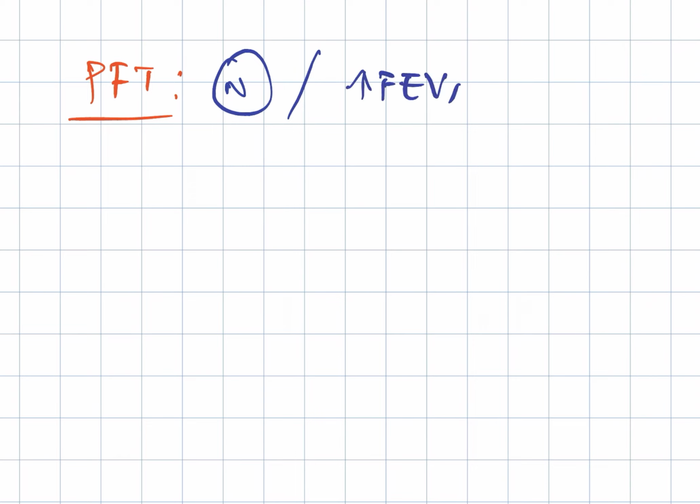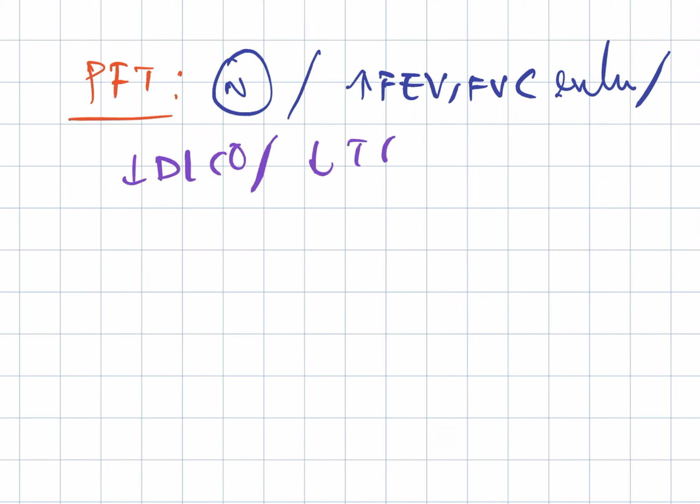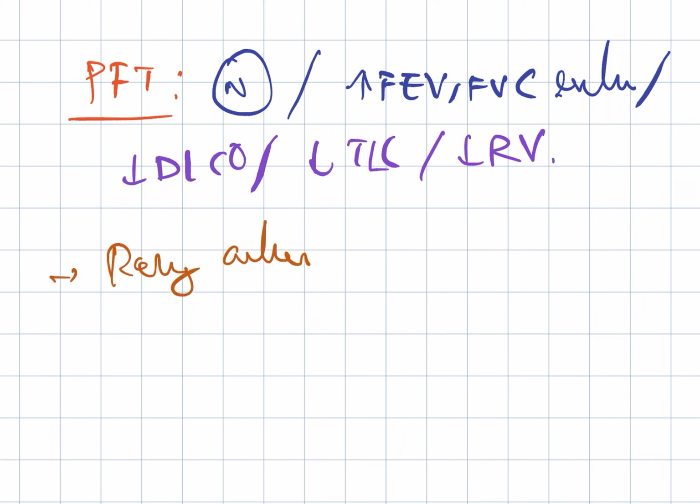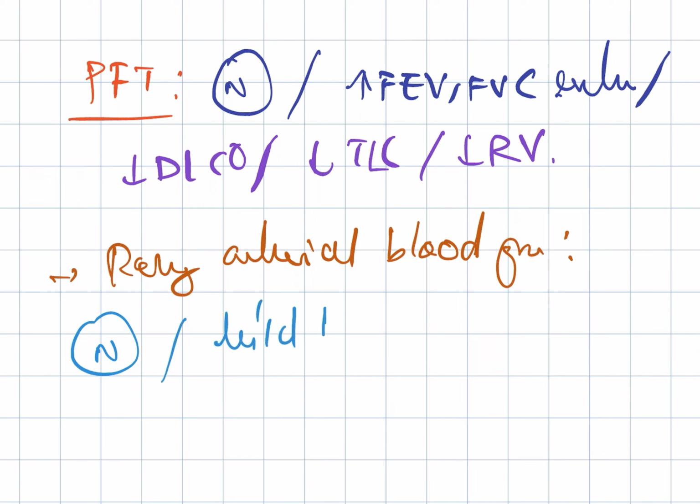Next, looking at the PFT, that's pulmonary function test, they are showing the normal or increased FEV1 by FVC ratio, as well as the decrease in DLCO and decrease in TLC, as well as decrease in RV. Next, looking at the resting arterial blood gas, it can be normal as well as shows mild hypoxemia.